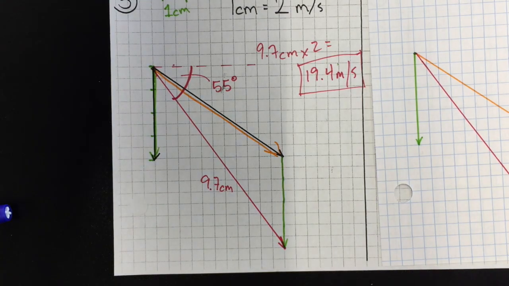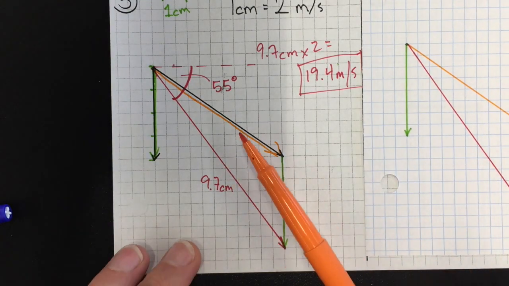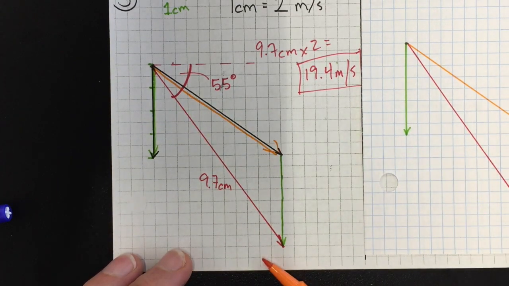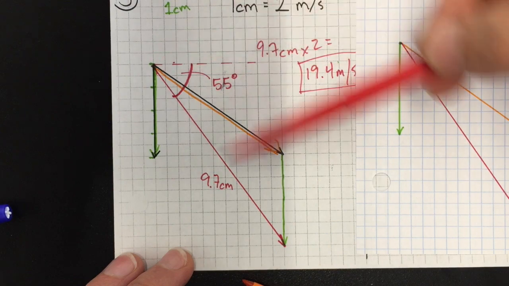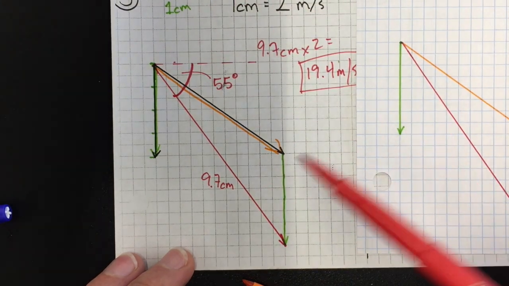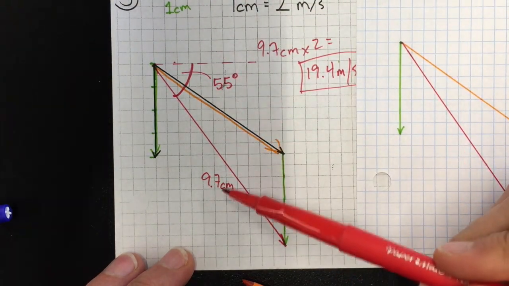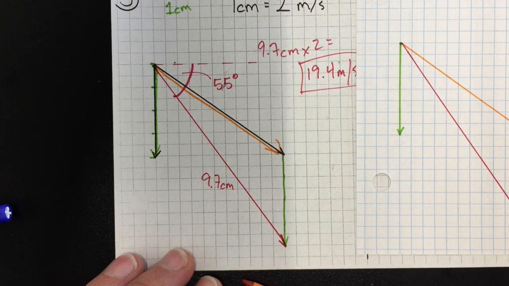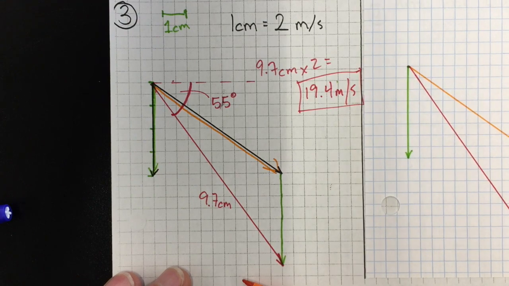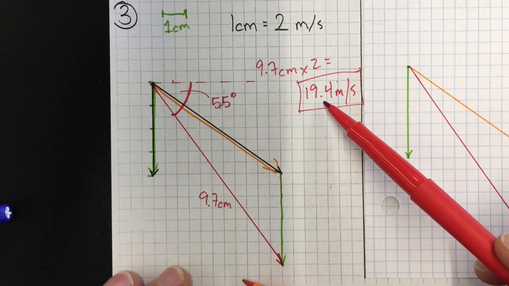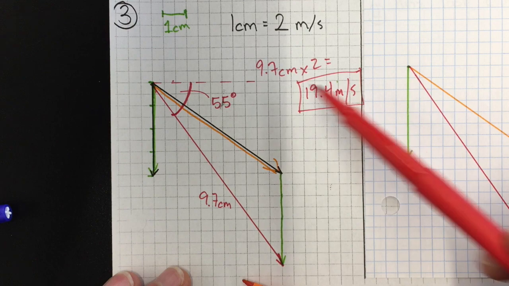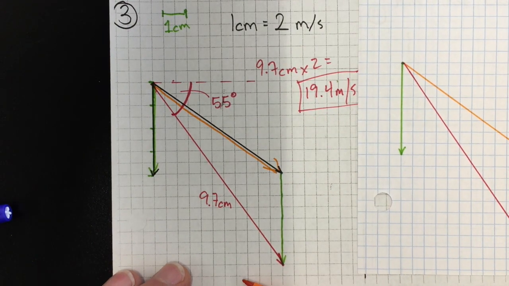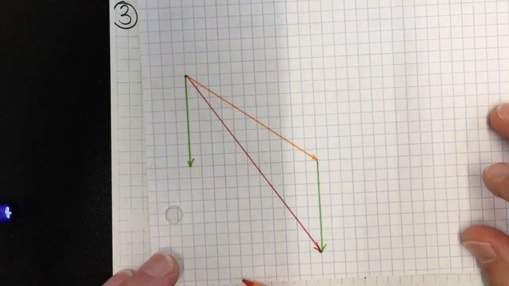So in our last video, we saw how we could combine this orange vector and the green vector and find their resultant by adding them together. And we found the red vector was its resultant. Using a ruler and a protractor, we found the magnitude, which was 9.7 centimeters. And using our scale, we found it to be 19.4 meters per second and 55 degrees using the protractor. But let's see if we could figure those numbers out using just math.